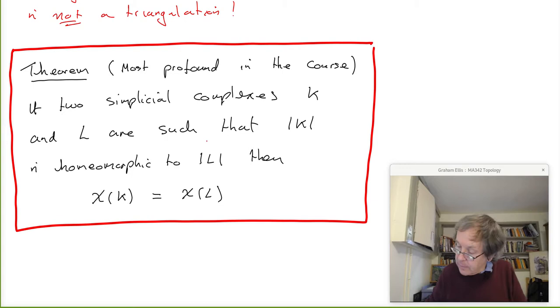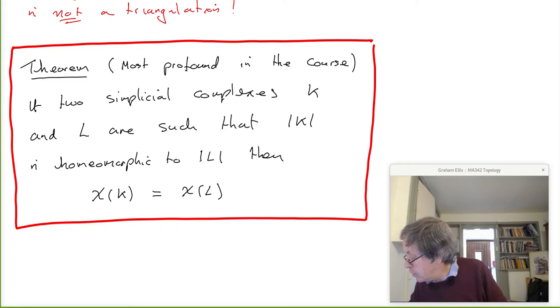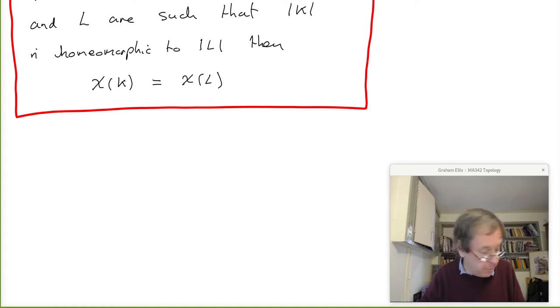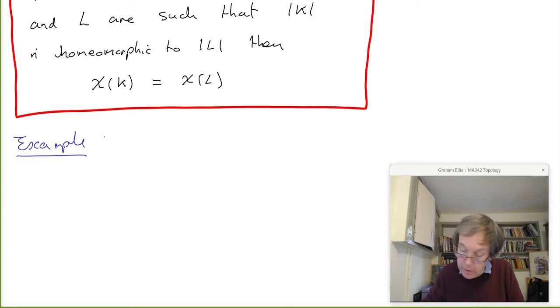But before I go into that, let me do some more examples. I think I'll do one more example anyway of another Euler characteristic. Let's work out the Euler characteristic of a Möbius band. Example. Do it in blue with a thin pen. Determine the Euler characteristic of the Möbius band.